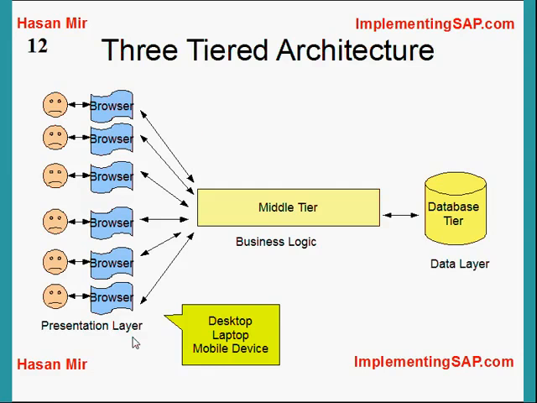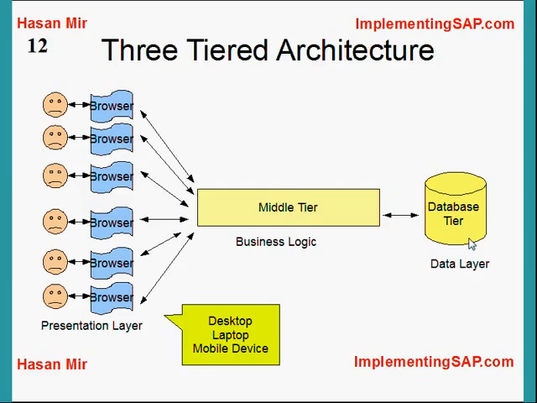The presentation layer is your desktop, laptop, or even mobile devices. Your device connects to the middle tier. The middle tier is a large computer with lots of resources. The actual SAP application resides in the middle tier, or application tier. This is the business logic tier of the three-tier architecture. Your browser is simply displaying the image. The actual software is running on the middle tier. So if three people are connected, all three screens are being processed in the middle tier. All three people are basically seeing the image produced by the middle tier.